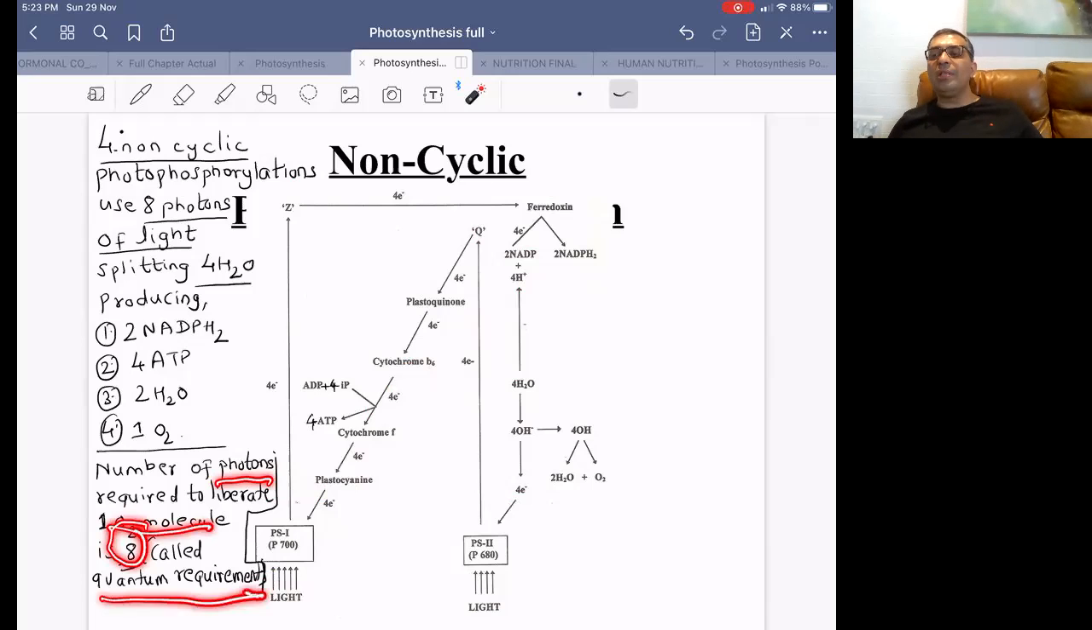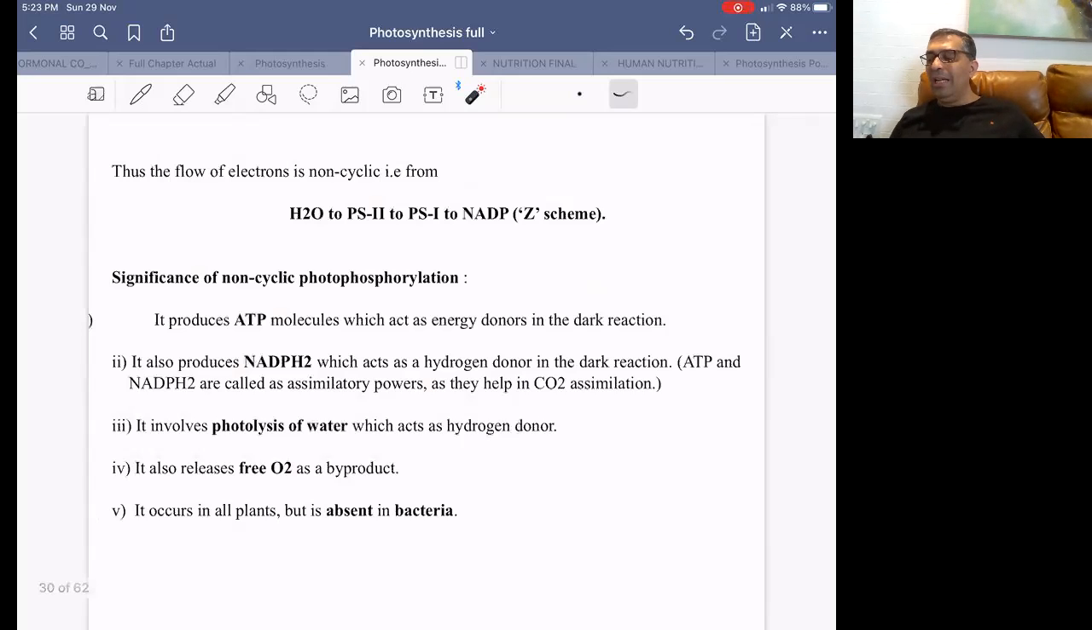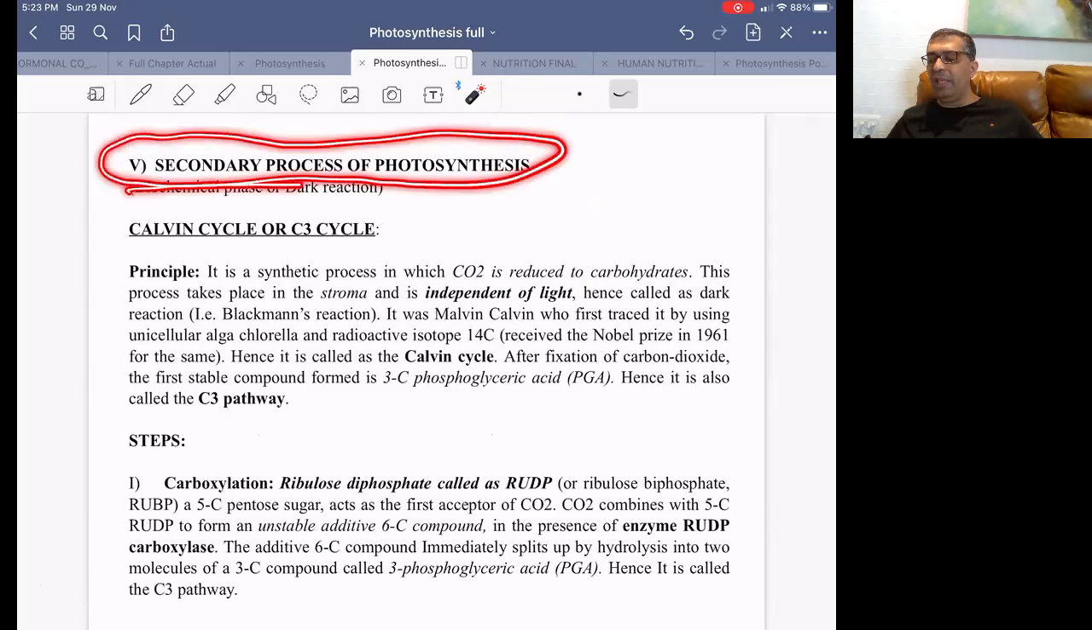So this was cyclic and non-cyclic photophosphorylation. Where did this process take place? In the grana. Then we have light reaction. Then we have dark reaction. Dark reaction is the secondary process of photosynthesis. Light reaction is called primary process.